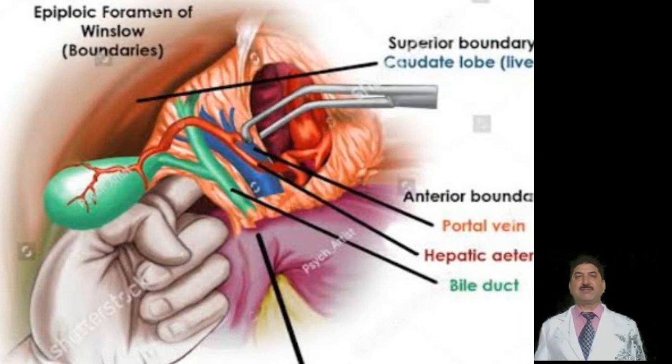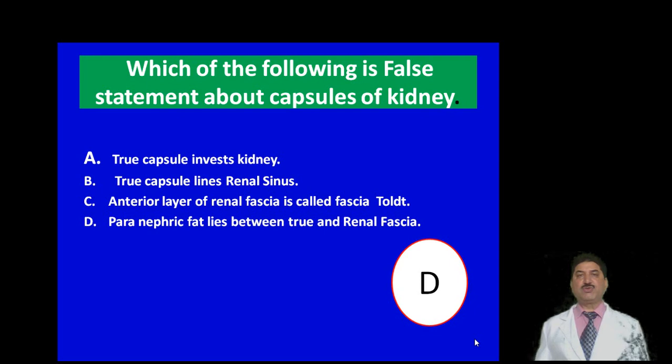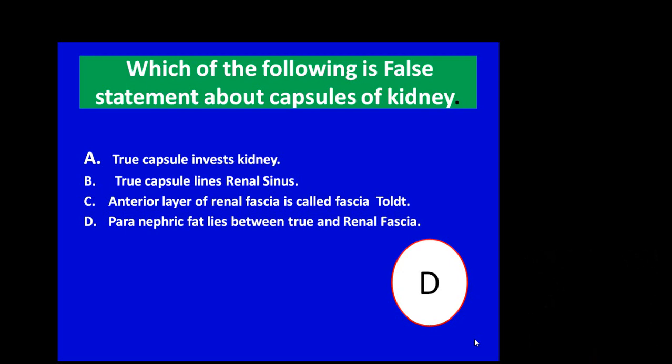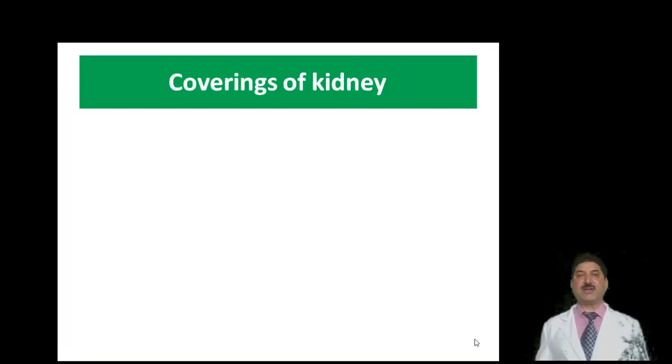Which of the following is a false statement about capsules of the kidney? True capsule invests the kidney. True capsule lines the renal sinus. Anterior layer of the renal fascia is called fascia of Toldt. Paranephric fat lies between the true capsule and renal fascia.